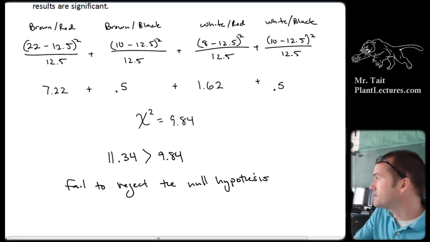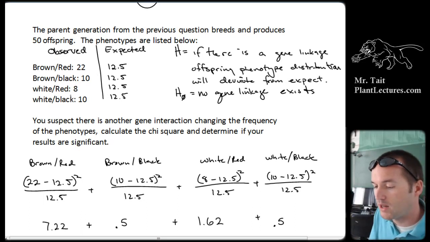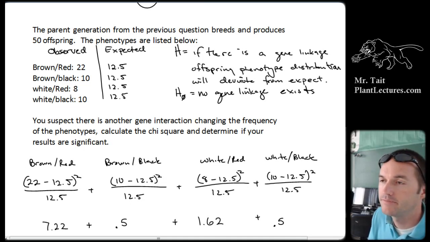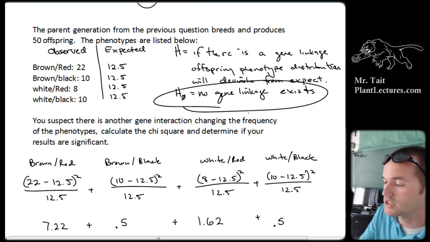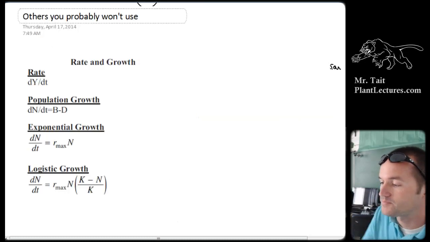So looking at this data with our human brains, we're like, oh man, that looks pretty significant. 22 were brown and red, even though we were expecting 12.5. Right? I bet there's something going on. Is there anything going on? Nothing going on. Right? So no gene linkage exists because we failed to reject the null hypothesis. Make sense? Okay.